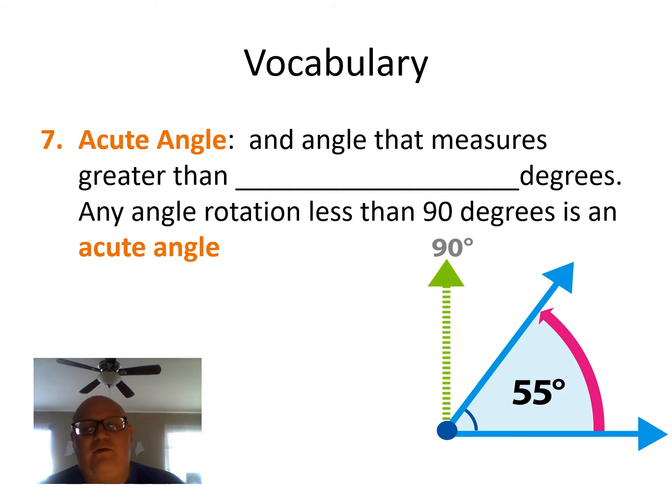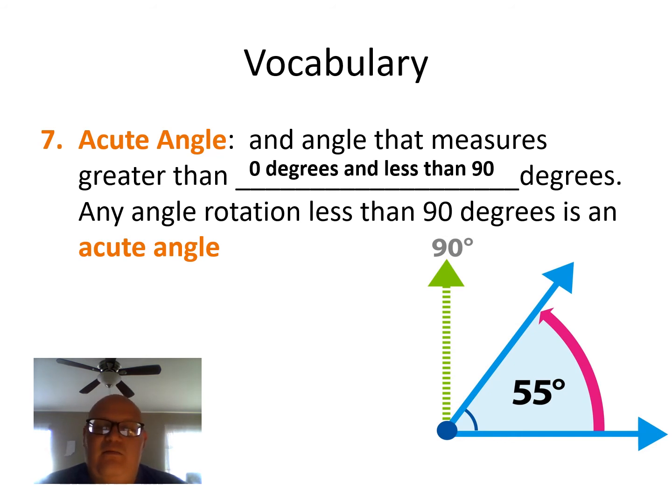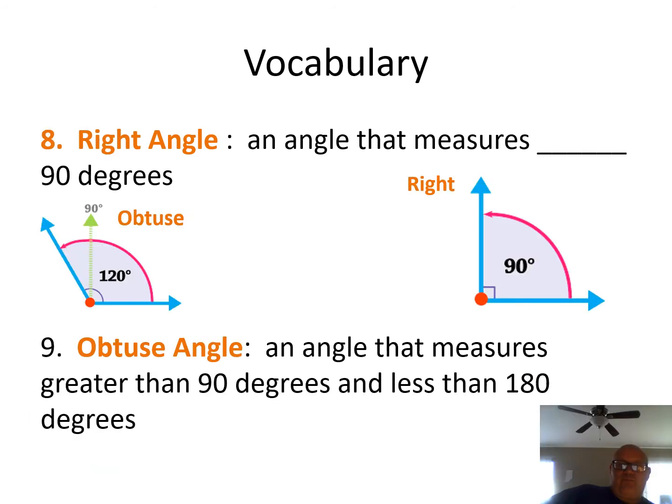So an acute angle is an angle that measures greater than 0 degrees, but less than 90. So it could be 89.99999, and then it could be 0.000001, that kind of a thing. Anywhere between 0 and 90. So that is an example of an acute angle. It's less than 90 degrees. All right, if it's exactly 90 degrees, then it's a right angle.